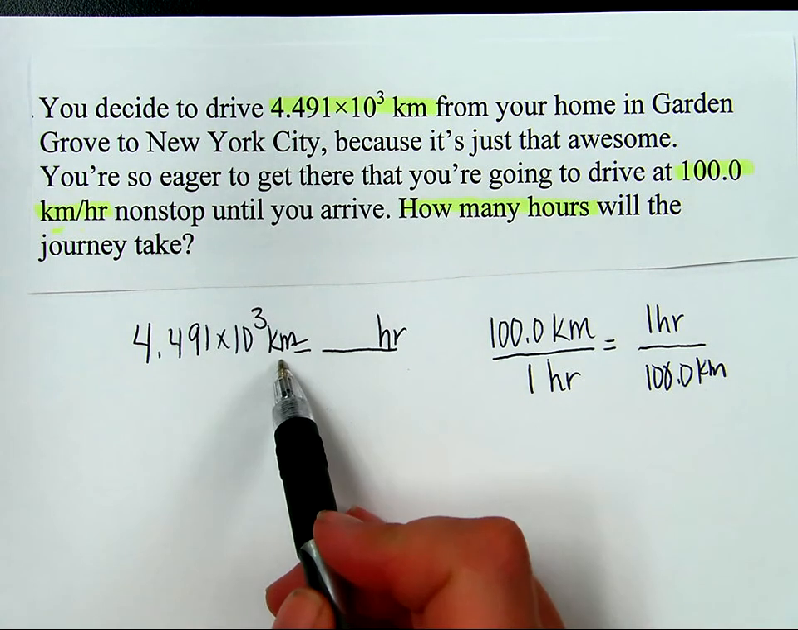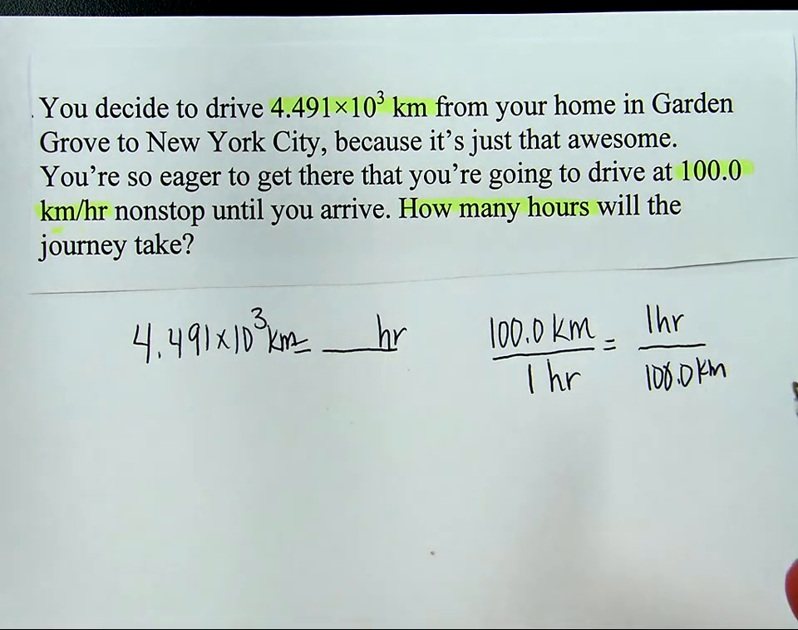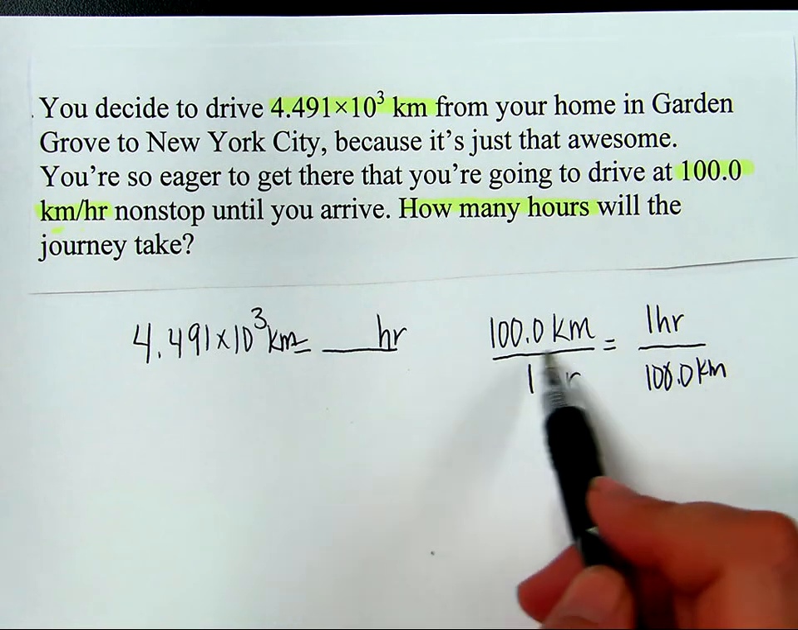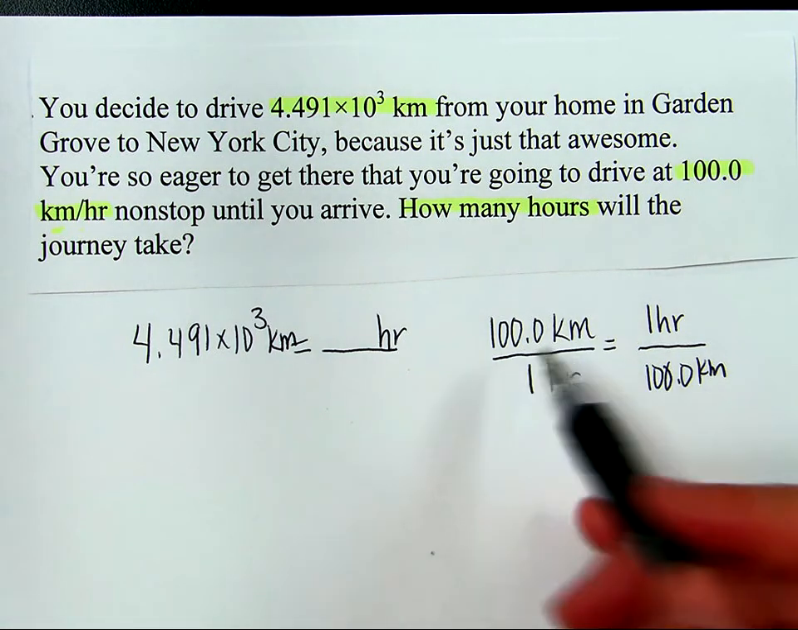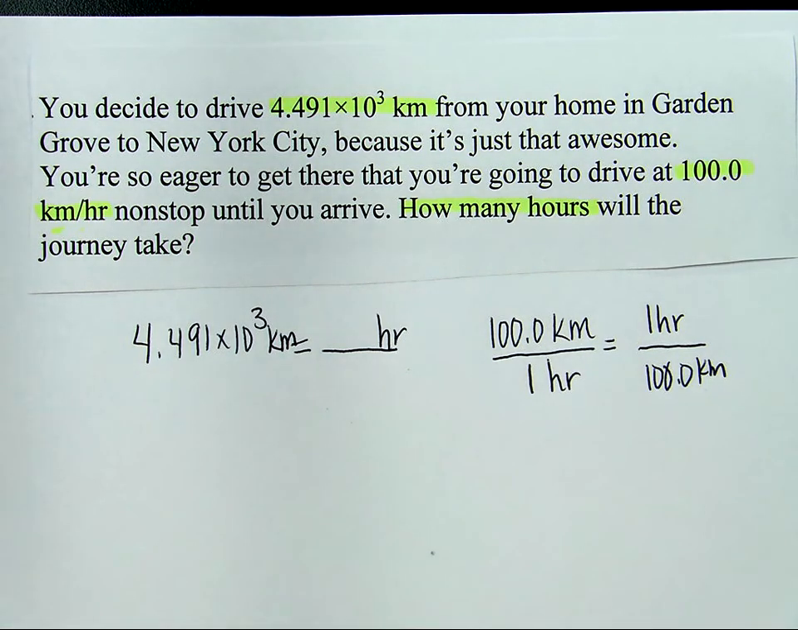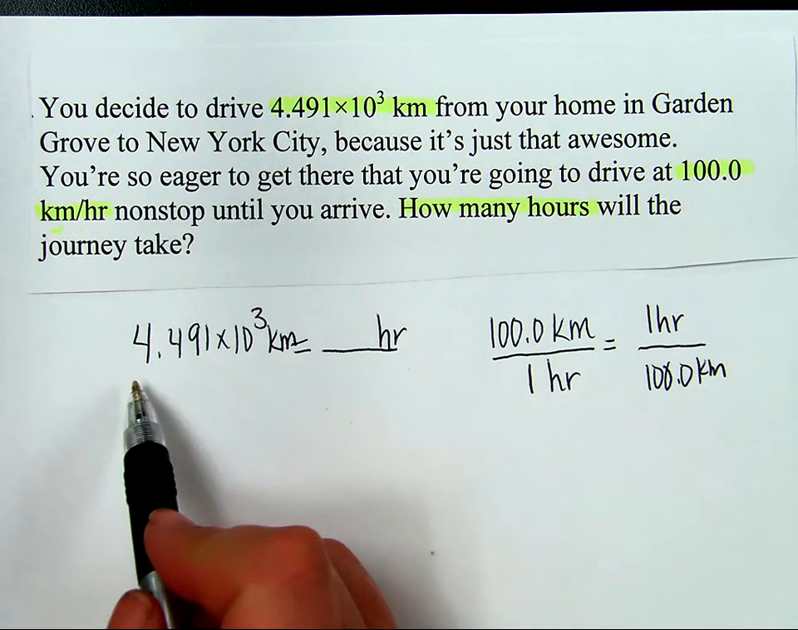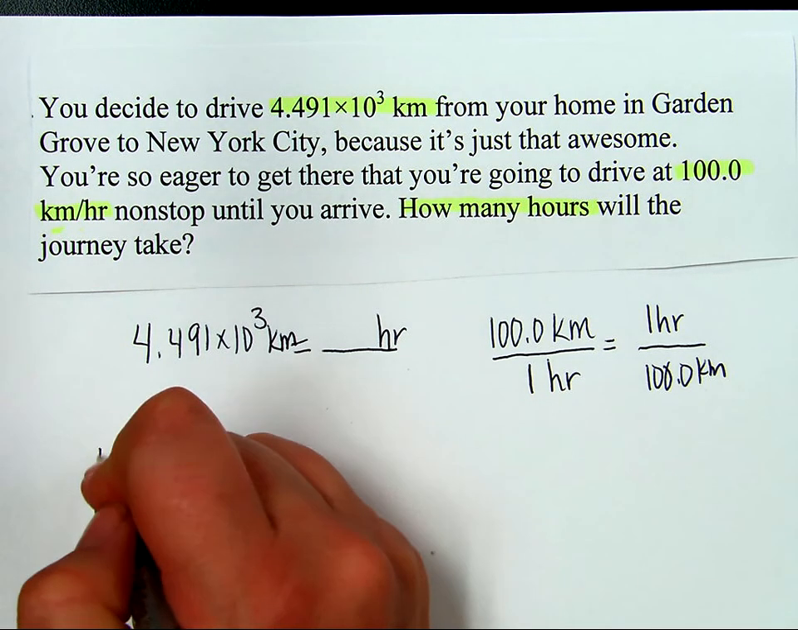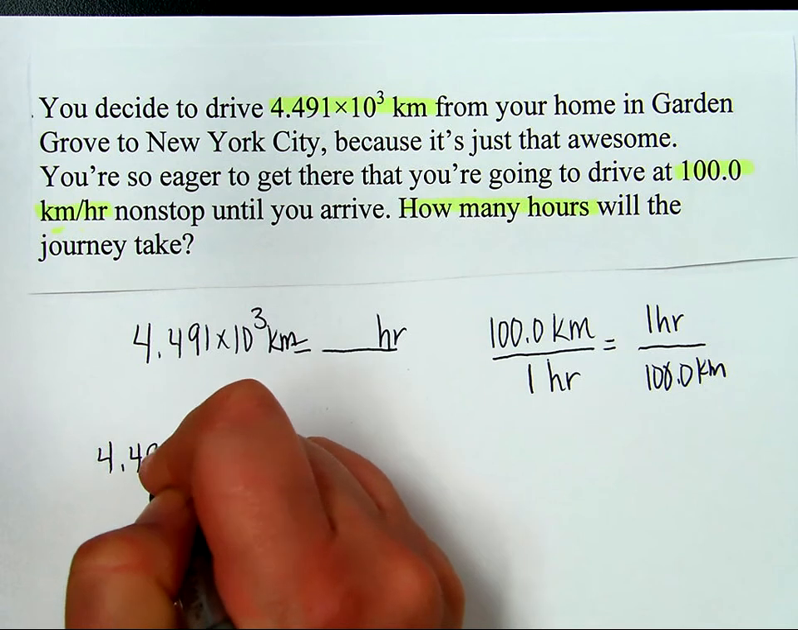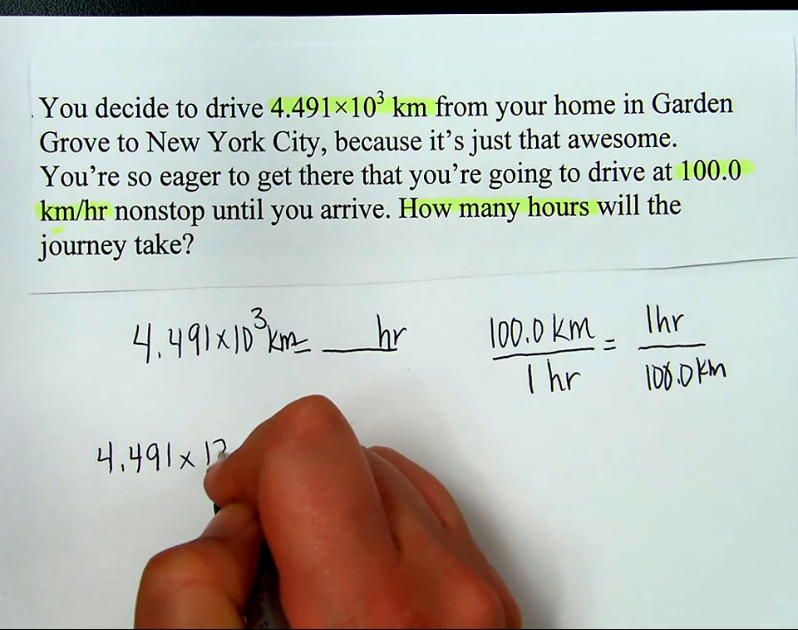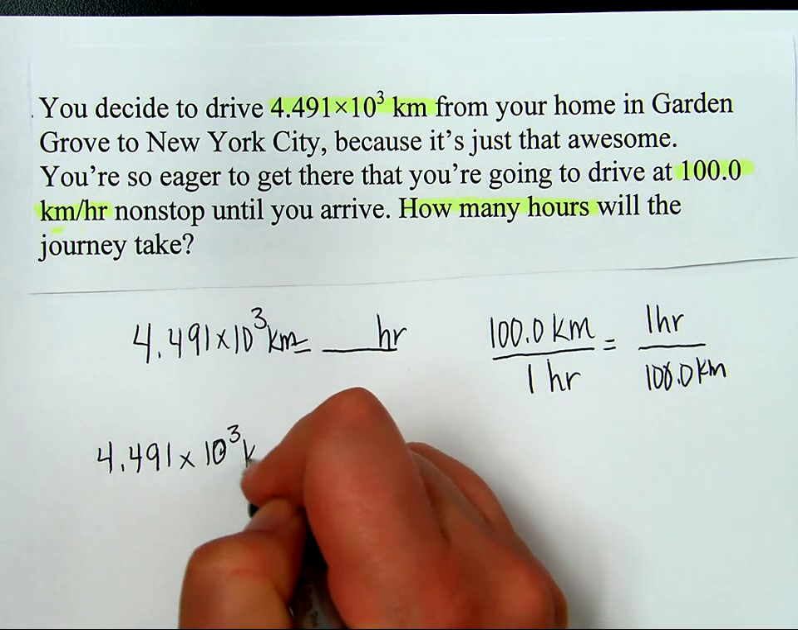Since we're dealing with this situation, and it's still the metric system, I'm going to go ahead and change that. No, let's not. We'll use our calculator. That's fine. Okay, as in any problem, you're going to start with what was given. So we're going to write down 4.91 times 10 to the third kilometers.